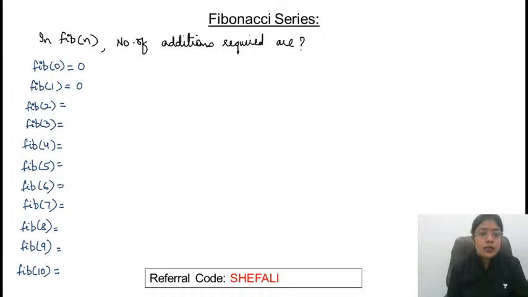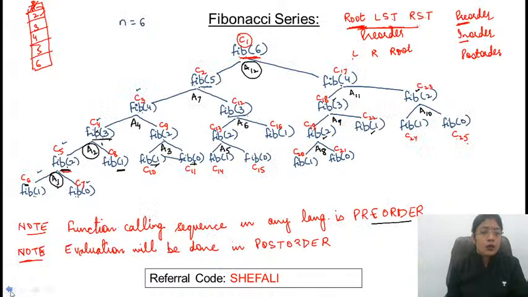12 additions, right? Till this point we have calculated. Fibonacci 2, how many additions are required? 1 addition. You can look at the tree. To get Fibonacci 2, only 1 addition is required. 3, how many additions are required? 2 additions. 4, how many additions are required? 1, 2, 3, 4. 4 additions are required. 5 requires 7 additions.